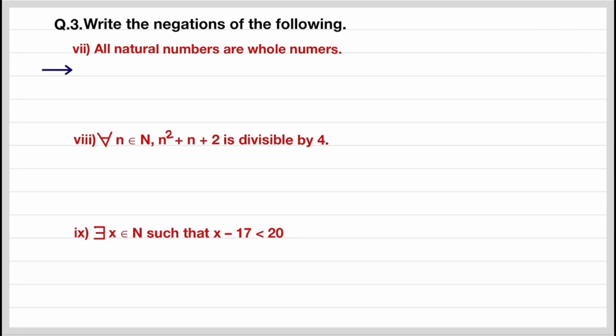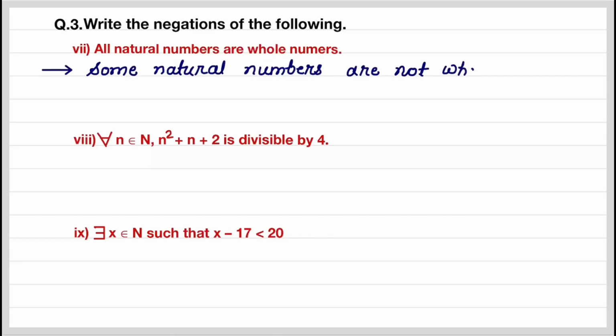And then we have to write the negation of the statement. For negation, we have to apply not to the original statement. Some natural numbers are not whole numbers is the negation of the given statement. Next example.